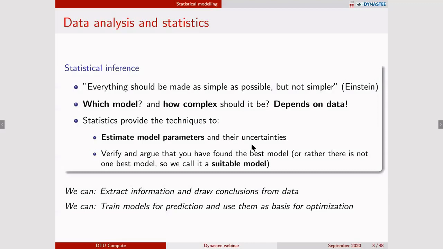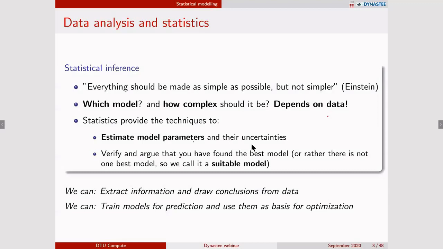So which model should we use and how complex should it be? Well, in the statistical approach, that really depends on data. Based on the data, you need to find a good model. And that's what statistical modeling techniques give us: techniques to estimate model parameters and also uncertainty. So how certain are we about these values?